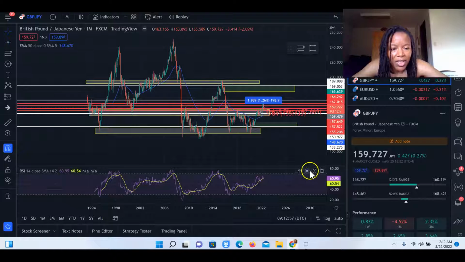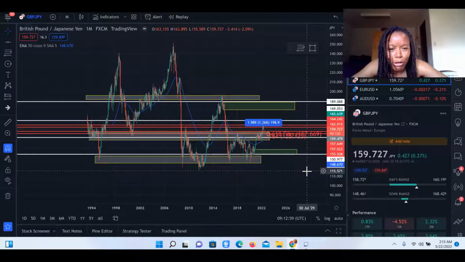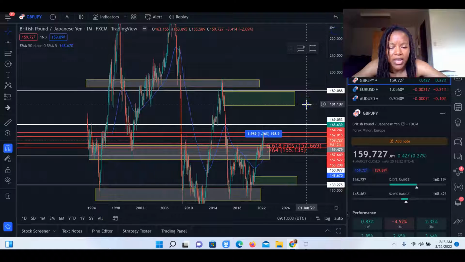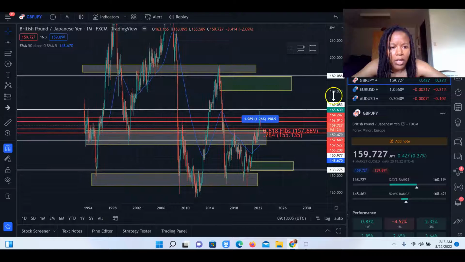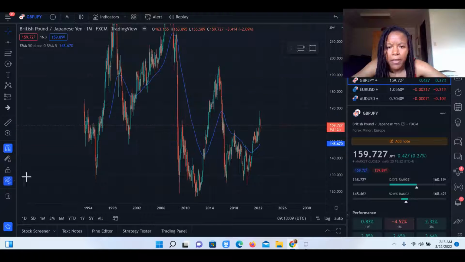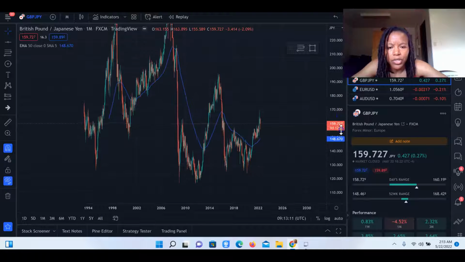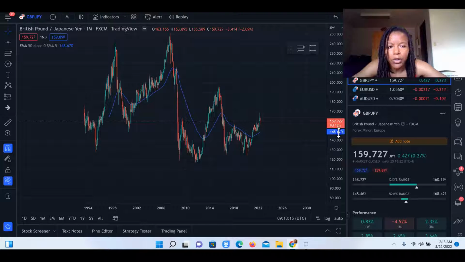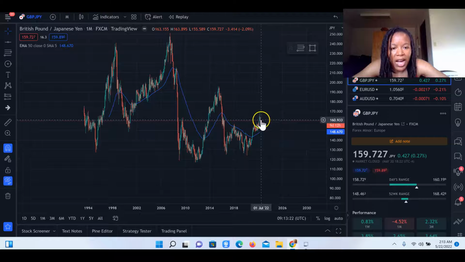I know you think a lot is going on. It's like crazy. Why so much going on? But let's break this down. So first off, let's hide this real quick. First off, what we like to do is go all the way to the monthly chart and get a view on what the overall month looks like from a higher time frame.